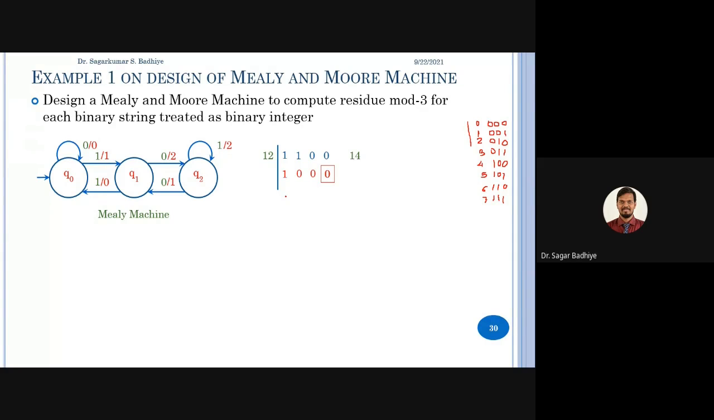Then similarly, if you divide 14 by 3, 14 is represented in binary as 1110. And if you perform the same transition, you see that at the end you have received an output. You are staying in state Q2 and the output produced is 2. I hope this much is clear to you.